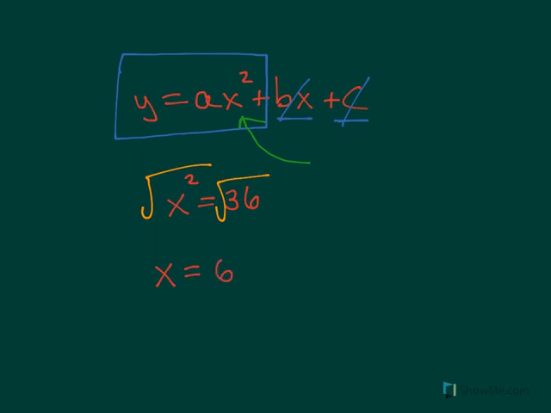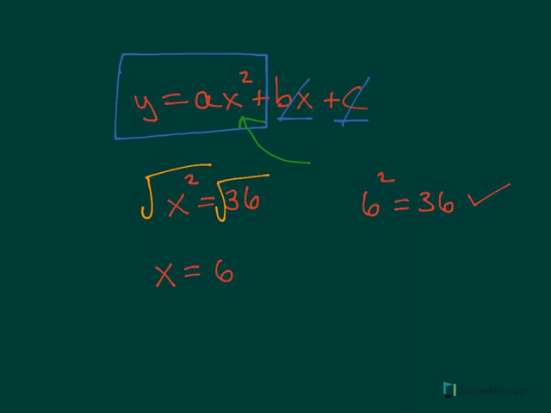So this should make the original equation true. So if x was 6, then we could put the 6 back in for x. So you're going to get 6 squared equals 36, which is true, so that checks out as a solution.